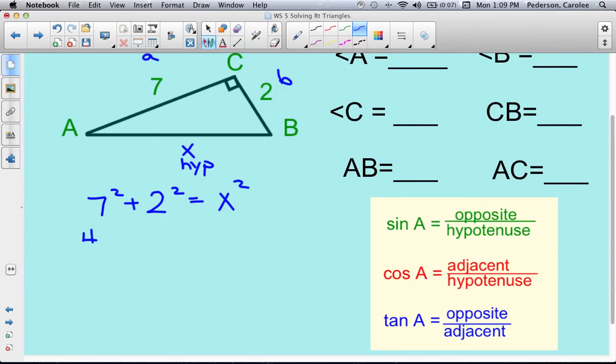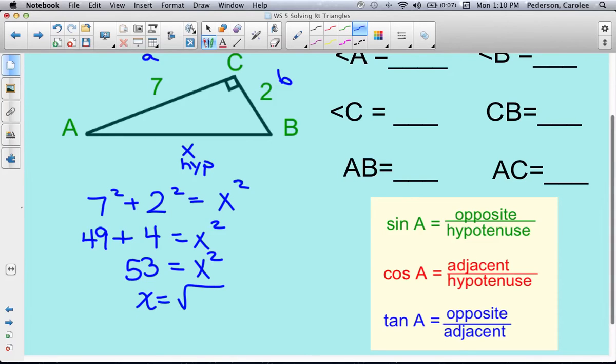A squared plus B squared equals C squared. So 7 times 7 is 49. 2 times 2 is 4. Add the two numbers together on the left, and then square root it. So x equals the square root of 53. So now we can come back up here. I'm just going to erase this. The square root of 53.